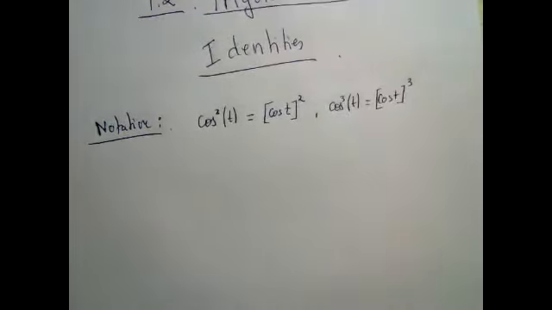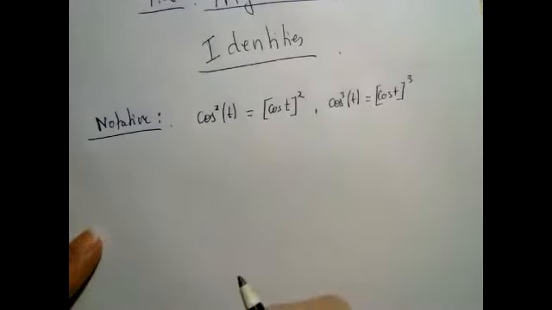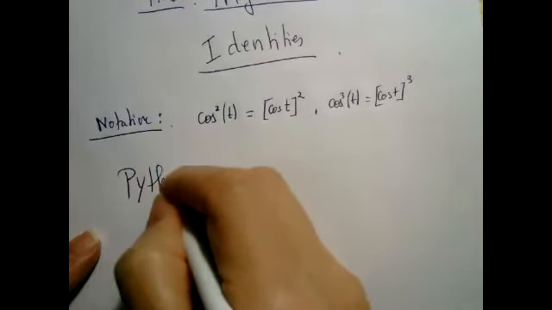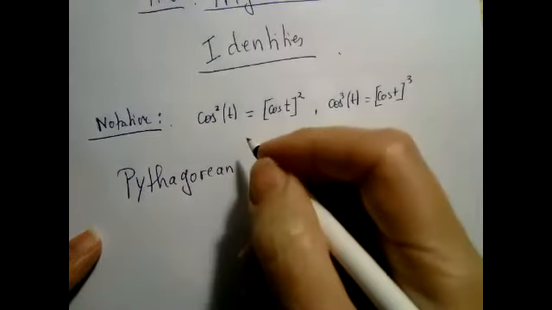The first trig identity we're going to talk about is the relationship between the sine and cosine. It's called the Pythagorean identity, one of the most important identities in trigonometry.